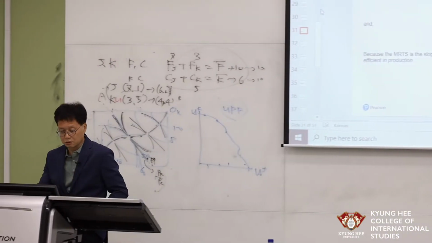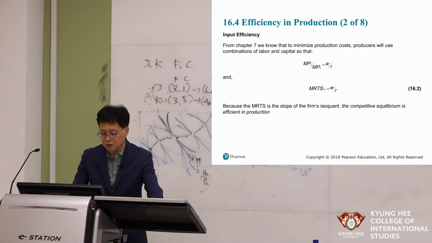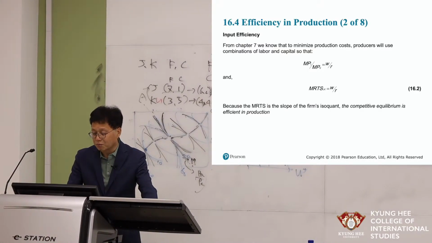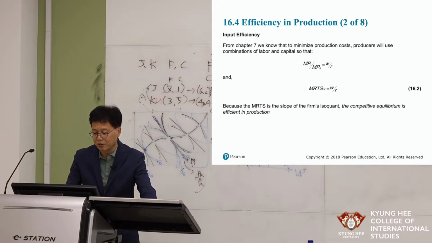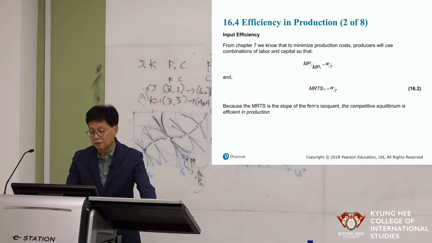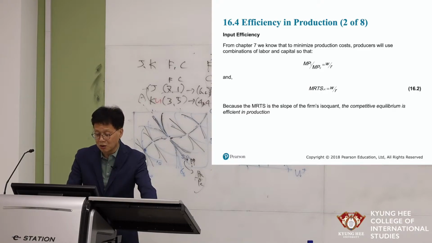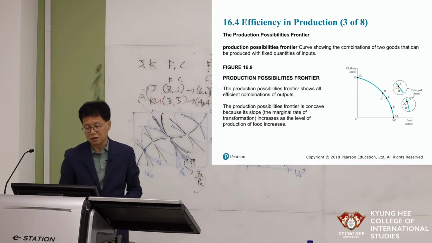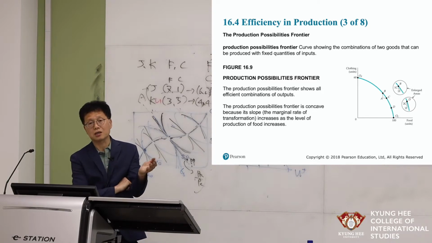Okay, now we're back to slide number 31. Input efficiency. From chapter 7, we know that to minimize production costs, producers will use a combination of labor and capital so that MPL over MPK, that is MRTS, is equal to MRTS for food is equal to W over R. And MRTS for clothing, right, is equal to W over R. Because the MRTS is the slope of a firm's isoquant, the competitive equilibrium is efficient in production, right? Nothing new. Also, the next slide is the production possibility frontier. I already explained this one in section 3, right?